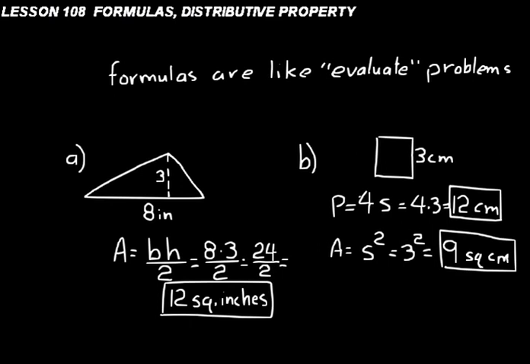Formulas are like evaluate problems. You just substitute the numbers in for the letters in the formula. Just make sure you know what the letters stand for. Rectangles, you usually have L for length and W for width. Squares, you have S for a side. All the sides are the same, so you just call them all S. Triangles, B for the base, H for that height perpendicular to the base, how tall the triangle is.